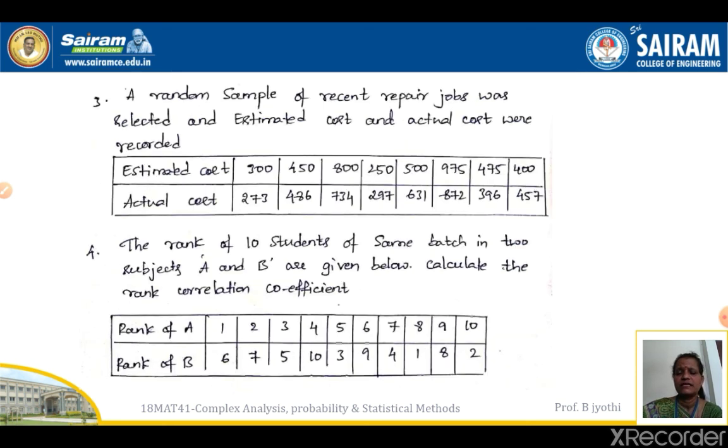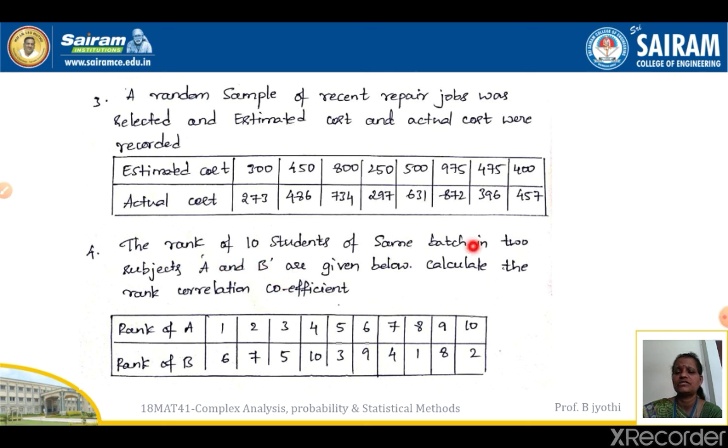as per it. The next one is, a random sample of recent repair jobs was selected and the estimated cost and the actual cost were recorded. So these are the estimated cost and the actual cost. You can find out the correlation coefficient as Spearman's rank correlation by allotting the ranks for these values.